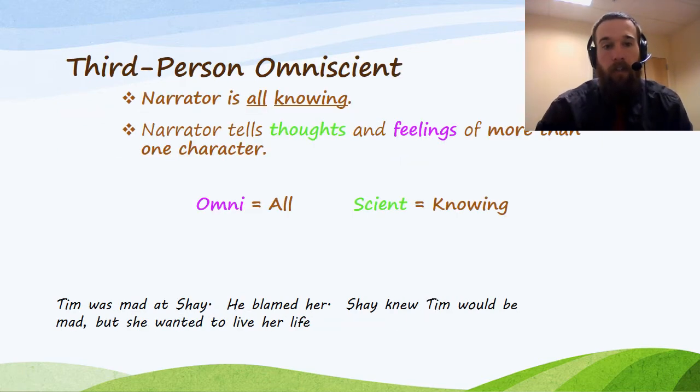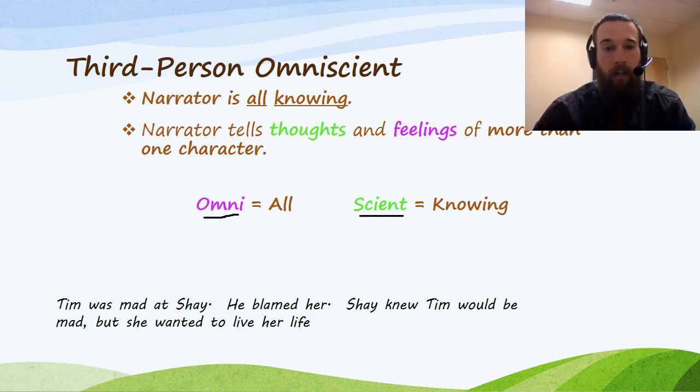So the next one is third person omniscient. And this one's different in that the narrator is all-knowing. And the word omniscient actually breaks down to those 2 words. So the prefix omni here means all or everything. And then the second part of omniscient means knowing. So our narrator is all-knowing, they're omniscient.